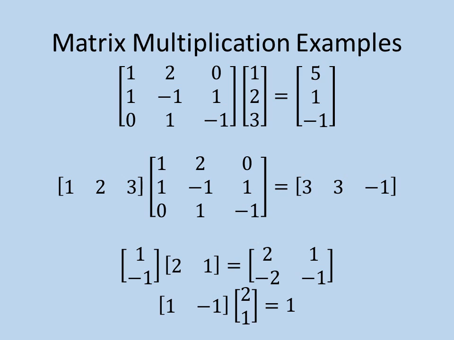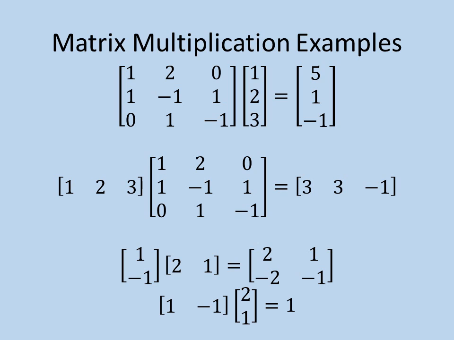Next, we consider the example of a 2 by 1 multiplied by a 1 by 2, and the end result is a 2 by 2 that's shown there. And in the last result on the bottom, you'll see that we have 1 row and 2 columns multiplied by 1 column and 2 rows, so a 1 by 2 multiplied by a 2 by 1 gives you a 1 by 1, which is actually just a scalar.